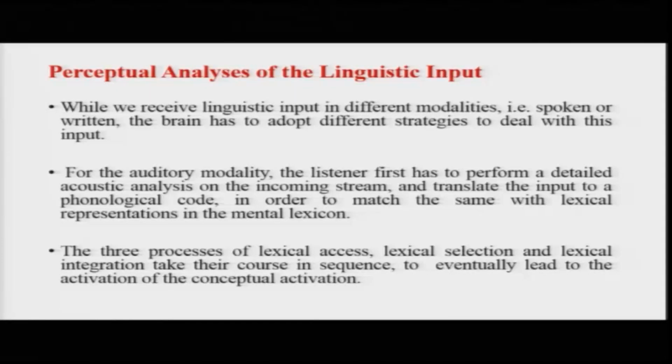Now, as I was also discussing in the last class, while we receive input from different linguistic modalities, that is either spoken or written, the brain will have to adopt a different strategy for different kinds of input. So, the spoken input versus the written input, there will be some difference. If you remember, I talked about it in one of the earlier classes. The written input needs to be converted into a sound based representation and then goes to meaning, whereas the auditory input is already in the sound based form and probably will have faster access to meaning. So, how is the brain dealing with this?